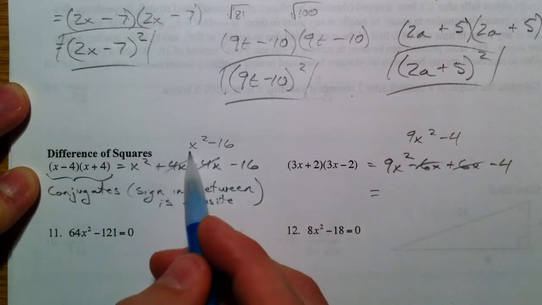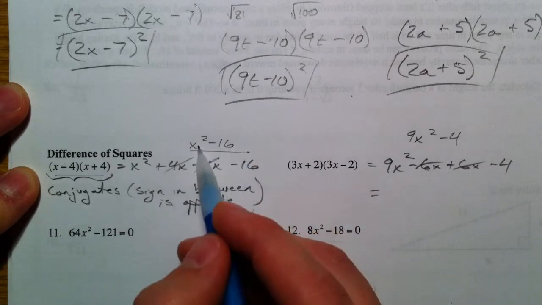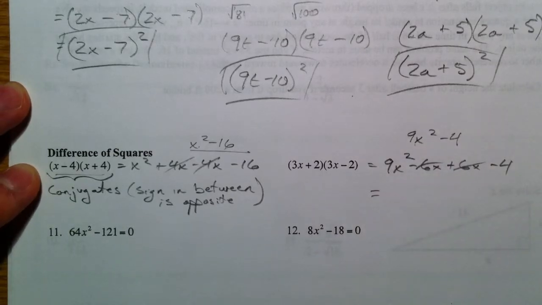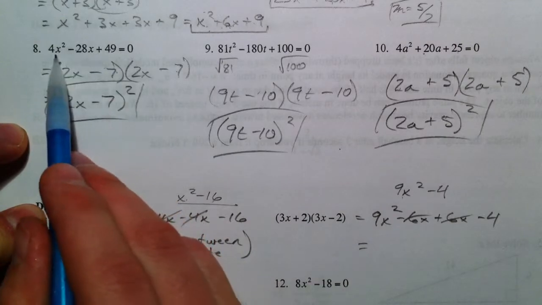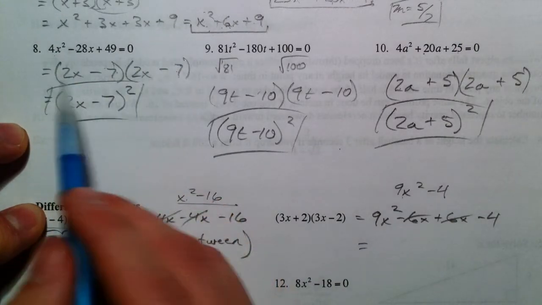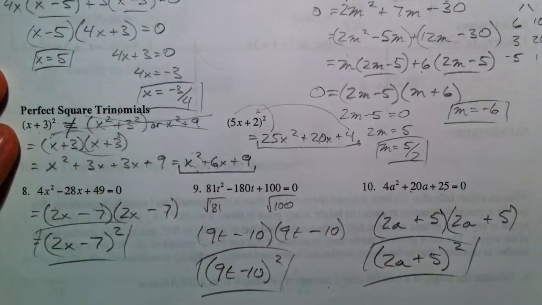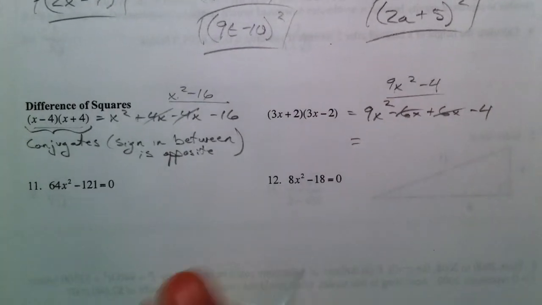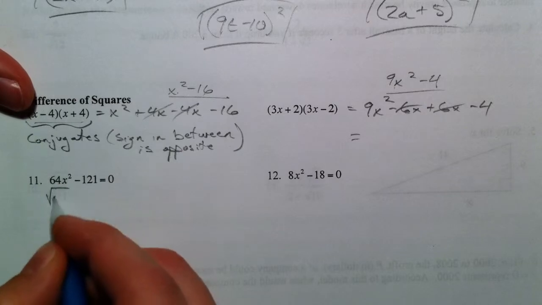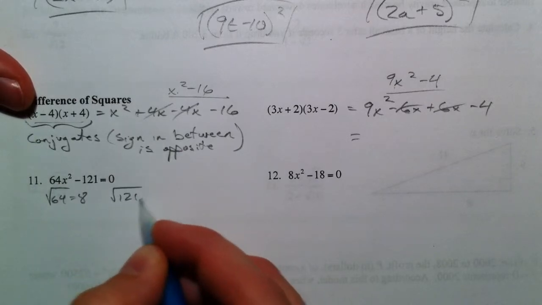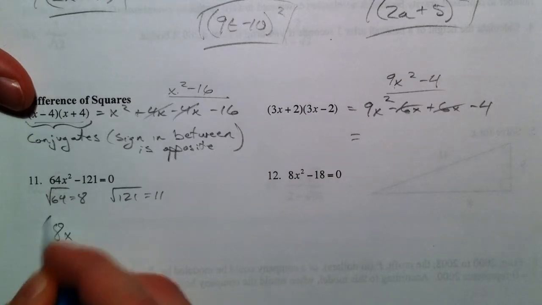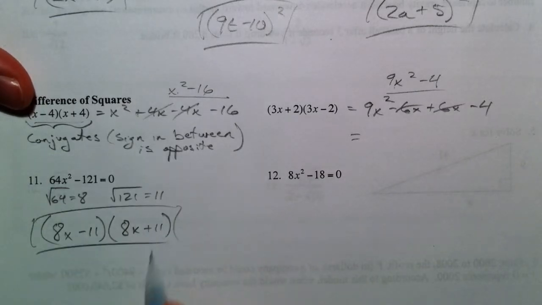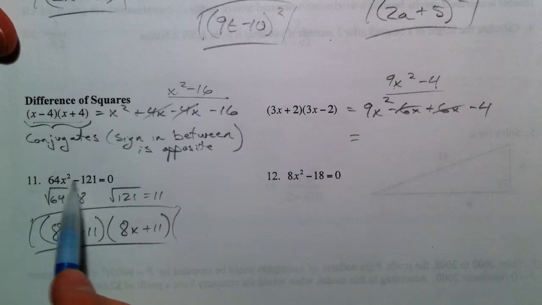So how do you know when to change this back into this? Well, you look for something squared minus something squared. And P.S. on these, even if you multiply 4 times 49, you will still end up with this if you use the AC method. So there's no harm done if you don't notice that it's a perfect square. So, notice that the square root of 64 is 8, the square root of 121 is 11. So you know that this has to be 8x minus 11, 8x plus 11. And you're done. Difference of squares, meaning subtracting of squares.